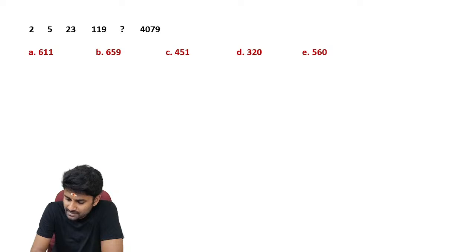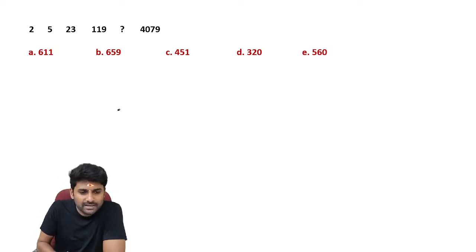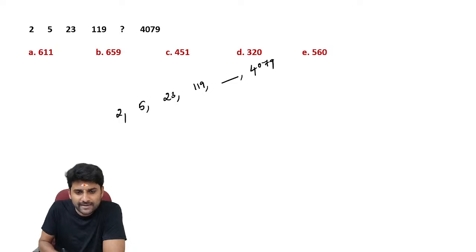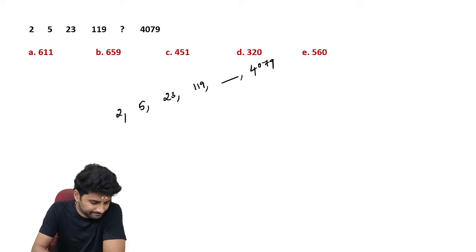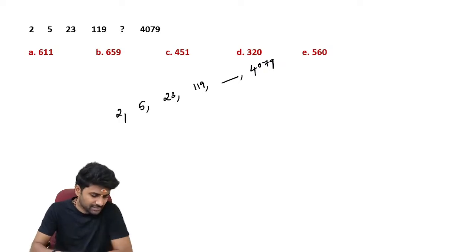Next. So answer this question. Again, here the numbers 2, 5, 23, 119, 4079. So try to solve this question.